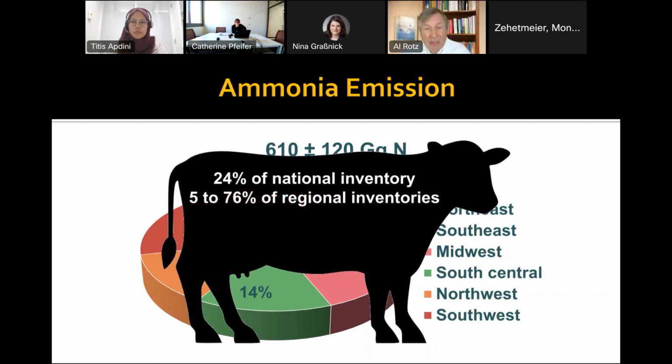If we compare this to the national inventory, we're looking at about 24% perhaps of the total ammonia emission in the United States coming from dairy farms. And this varied from a low of 5 to a high of 76% as we looked at it on individual regions.